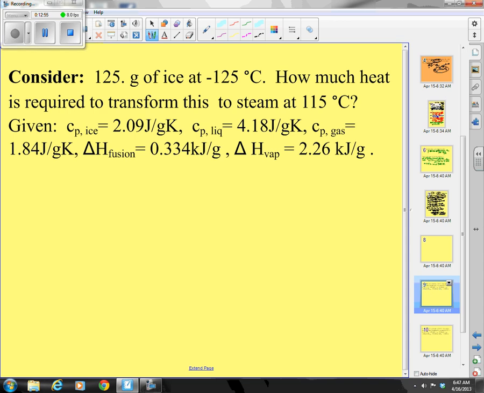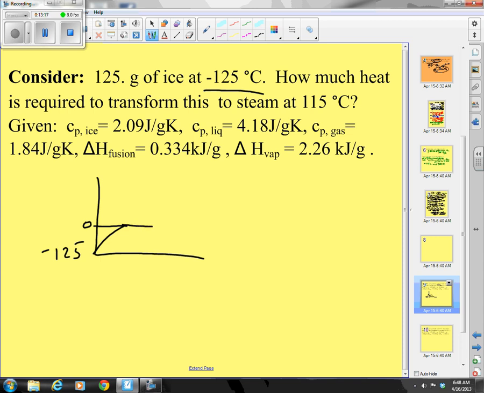Okay, the first thing that I would do is make a nice little picture here. What do I start at? I want to start at -125, and I'm going to go up to what? Well, that's going to be up to 0, right? Because that's where my ice becomes liquid.